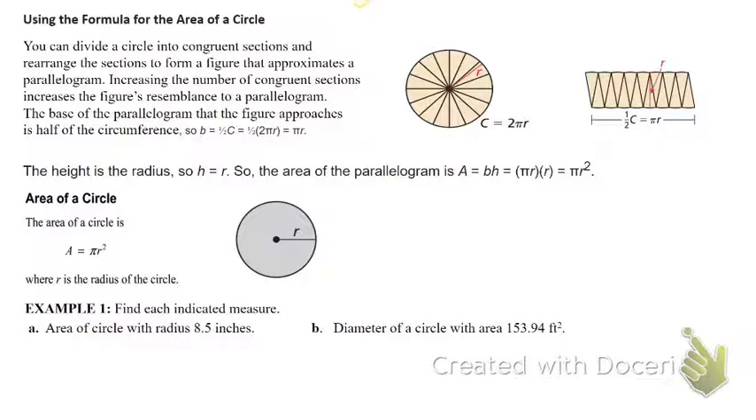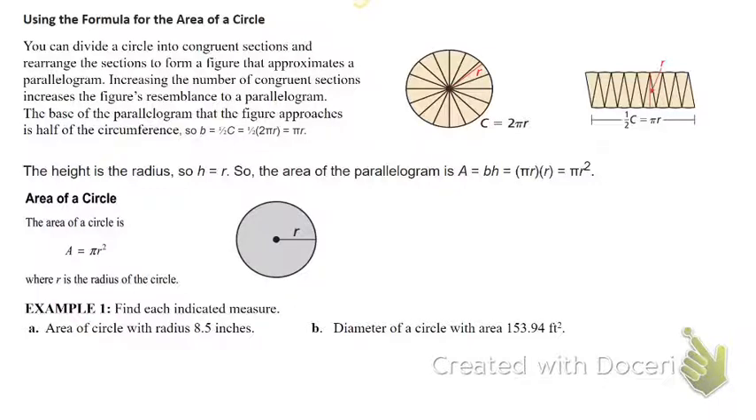So if we look at the parallelogram, the way that those sections would be arranged, the base of the parallelogram is going to be equal to half of the circumference. And that would be equal to half of 2 pi r, which would just be pi r. And the height of that parallelogram is going to be equal to the radius of the circle. So if we take the formula for the area of a parallelogram, which is base times height, and we substitute in those values, pi r for base and r for height, we multiply them together, we get pi r squared. That's where we get our area of a circle formula.